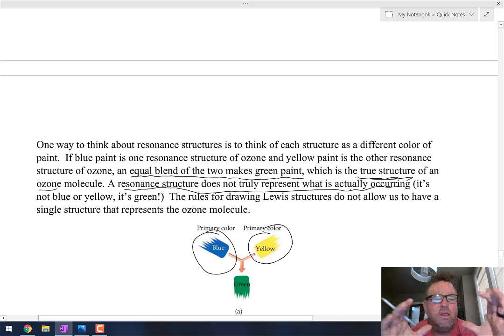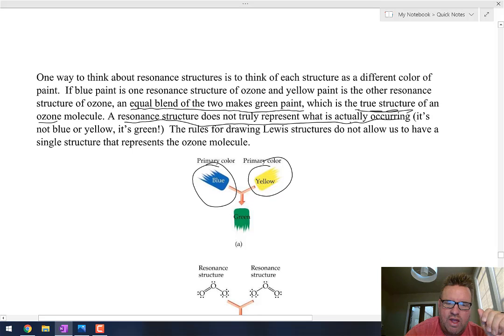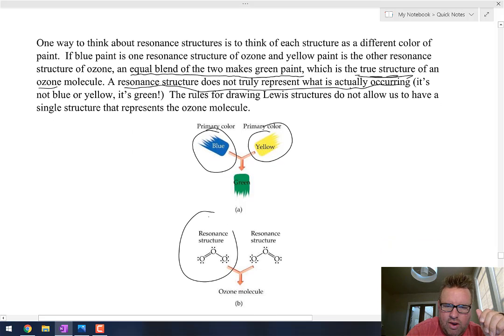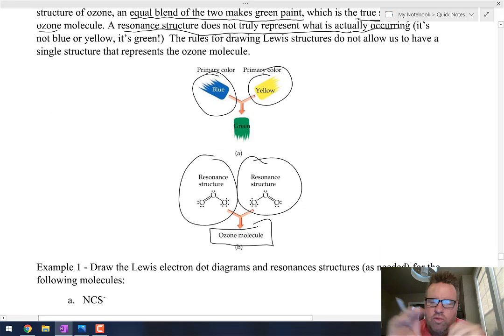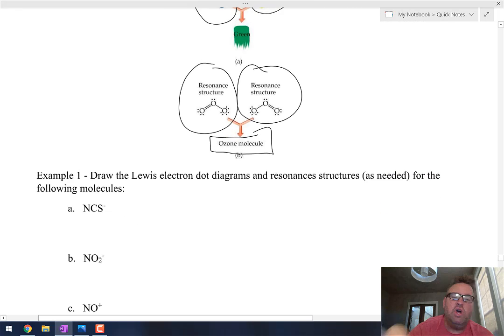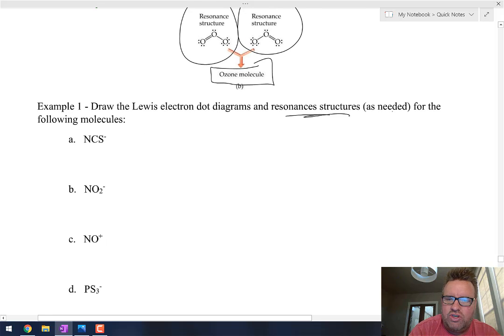But based on the rules that we've learned about how to draw Lewis electron dot diagrams, that's the only way we know how to. Notice they say resonance structure here, resonance structure here. What does the real molecule look like? They don't tell you. They just say the ozone molecule, because there is no way using the rules for electron dot diagrams to draw it. So what do we do? Well, if there's more than one way, and they tell us to draw it more than one way, then we do.